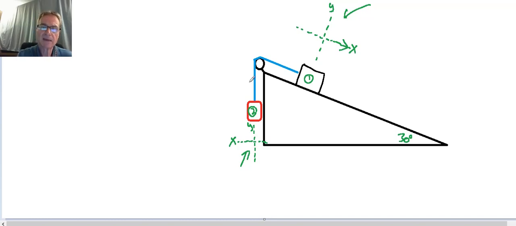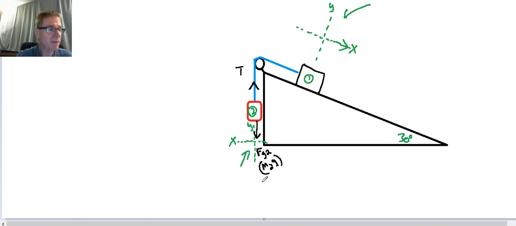I've got a rope attached to block number 2. My rope is always going to be pulling, and so I'm going to have some tension in that rope going in the upward direction. What other forces do I have on block number 2? Well, I've always got gravity, and so gravity is going to be pulling in this direction, and that's going to be the force due to gravity on block number 2, and that's going to be m2 times g. Okay, so I've got that.